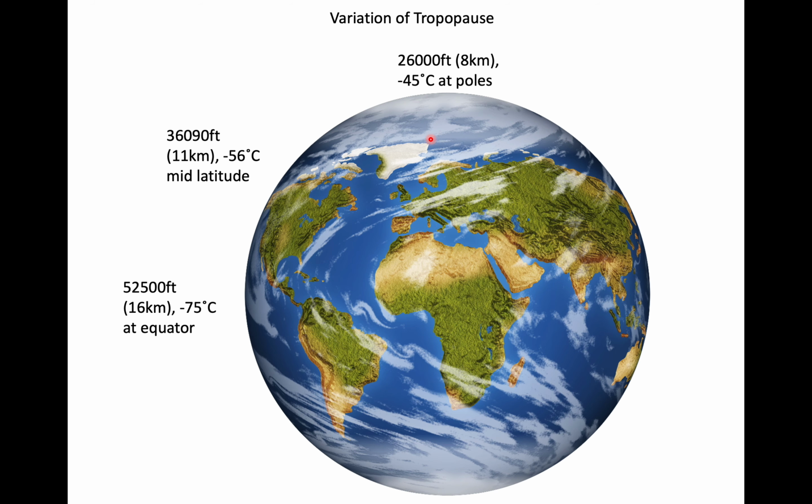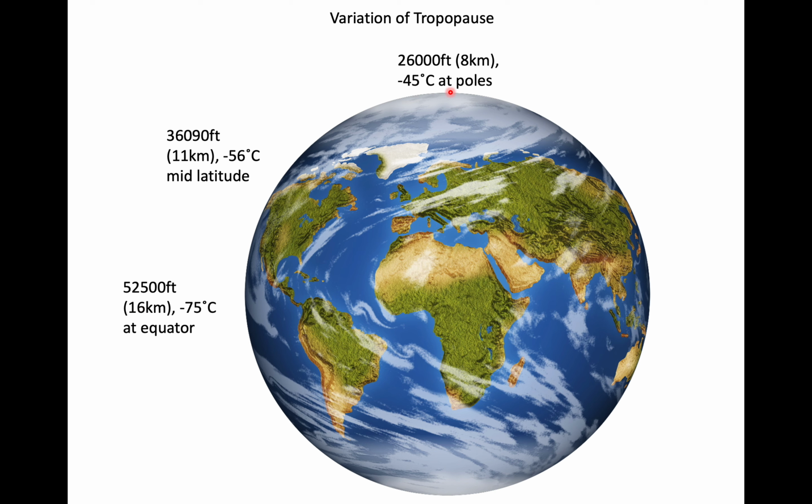So the final thing we're going to look at for this phase is the variation in the tropopause heights. So as I said, we know our air is warming up here at the equator far quicker, and due to thermal expansion, we're going to have a tropopause that's higher. So we can see our tropopause height at the equator is about 52,500 feet and minus 75 degrees, really high and cold.